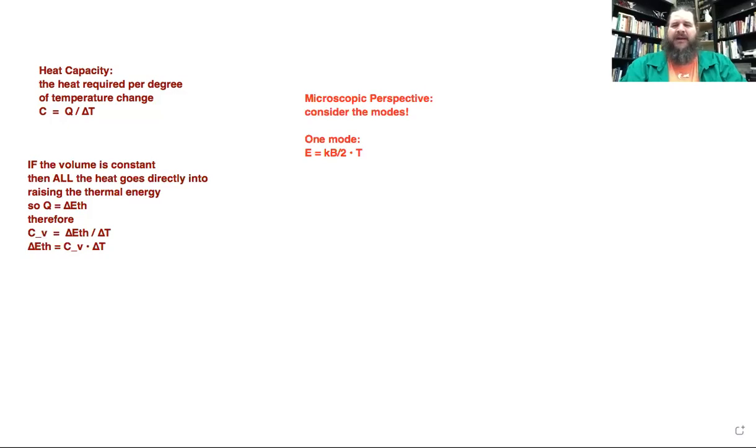The main idea is that the energy per mode depends only on temperature. So energy per mode should be some constant times temperature. That constant turns out to be half of Boltzmann's constant. If we wanted to scale that up to one molecule or one atom, whatever the particle is, we can take that energy per mode and multiply it by the number of modes in the molecule.